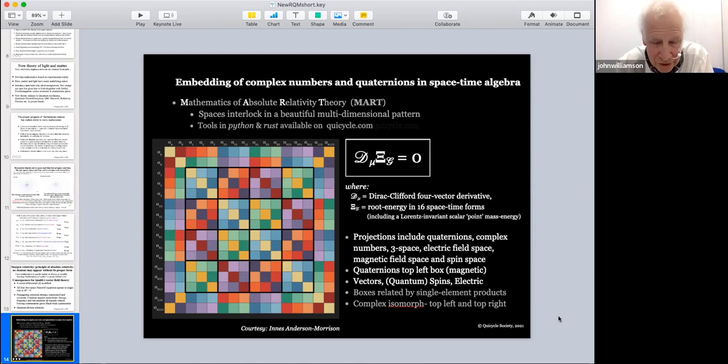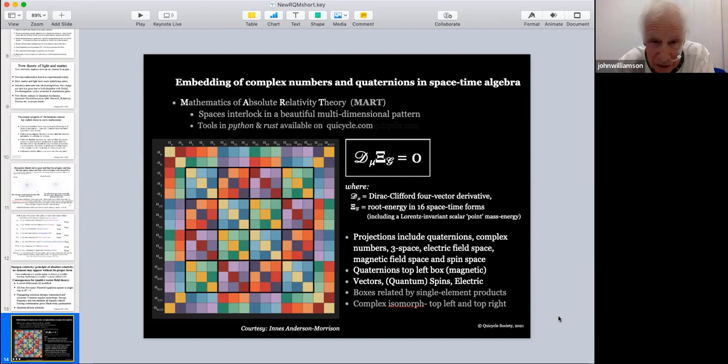However, what are the boxes? Well, the first box, top left-hand side, is quaternions. The light orange is the scalar, and the bluish things are i, j, k, labeling the quaternions 1, i, j, k, where i squared equals j squared equals k squared equals ijk equals minus 1. That is the quaternion algebra.